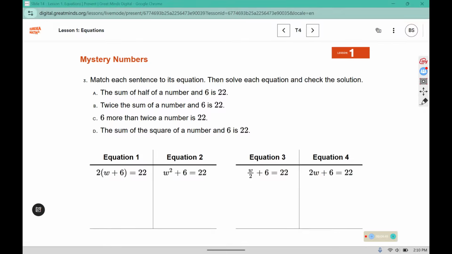Here we are to match each sentence to its equation, then solve. A. The sum of half of a number and 6 is 22. Well, half of a number would be represented by a half of the variable, or the variable split into two parts. The sum means addition, so we are adding the 6. The is means equals. So here's a variable split into two parts, added to 6, and equals 22. So this is equation 3.